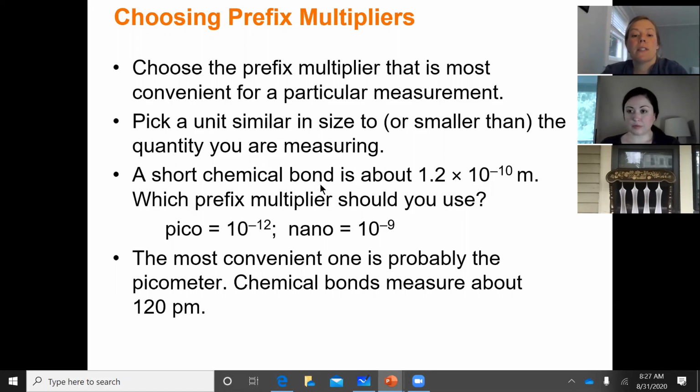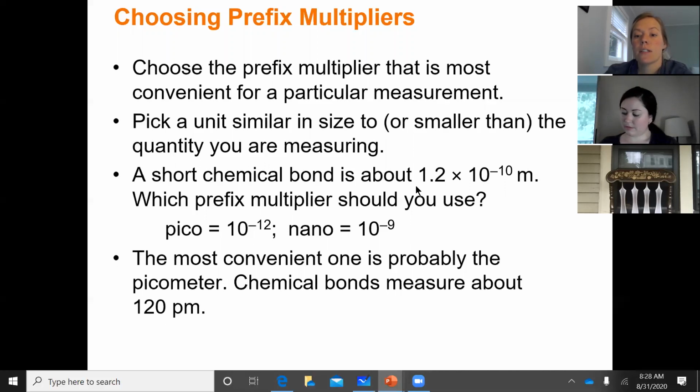If there are 2 prefixes that we could use, a pico or a nano, the pico is 10 to the negative 12th, the nano is 10 to the negative 9th. You always want to go with the smaller of the two. This is 10 to the negative 10th. The nano is actually slightly bigger. The pico is smaller. You may be thinking, how is that smaller if it's got a bigger exponent? Remember, these are negatives. The more negative you have, the smaller you are as a number. So we would want to use the pico to work on this value.